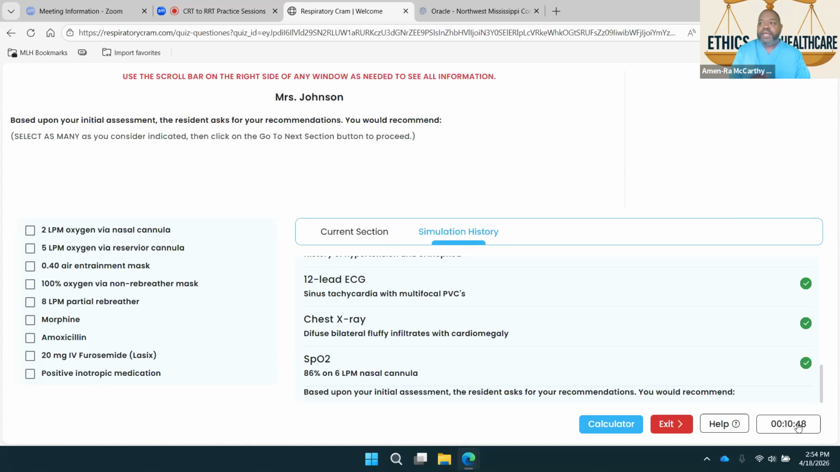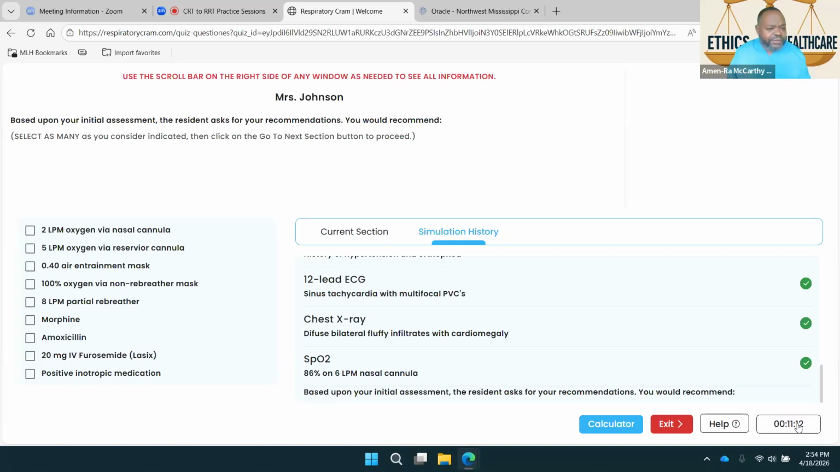What do we recommend? So I'm just going to go down the list and you tell me yes or no. Now, remember, she's on 6 liters already, right? Sat in 86%. Now, do we want to put her on 2 liters oxygen cannula? No. She's on 6 and already sat in 86, so no. Not going to do that.